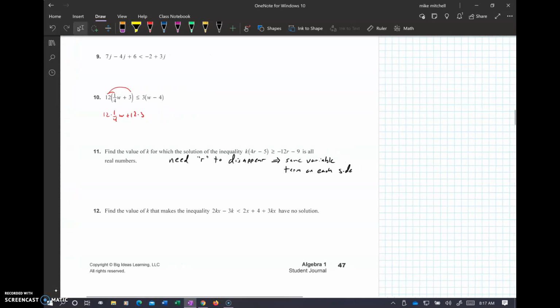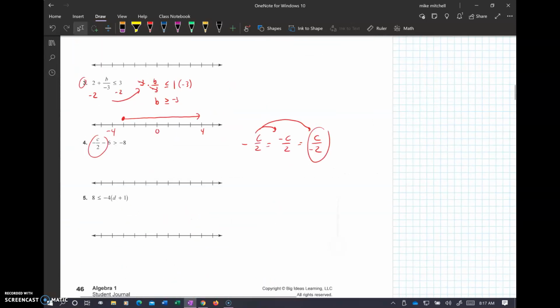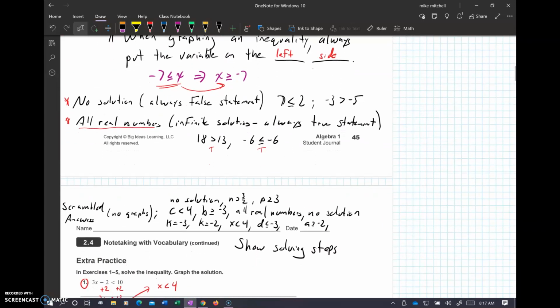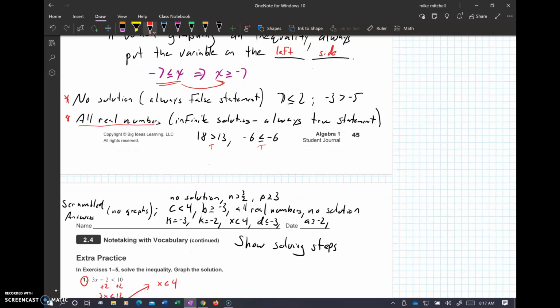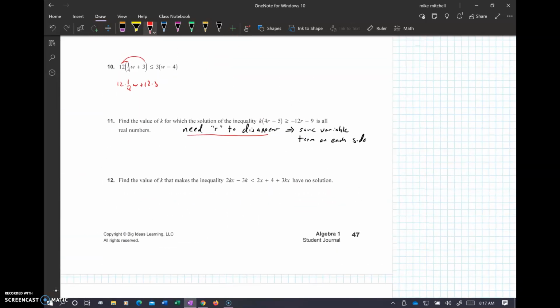Well, I mentioned here we need the r to disappear, because remember, if you go back to when we looked at the notes up here, there were no solution, all real numbers. There was no variable in those answers. That was part of it. So we need to get rid of the variable down here. So I'm just going to distribute this first, and that's going to give me 4r times k minus 5k greater than or equal to negative 12r minus 9.